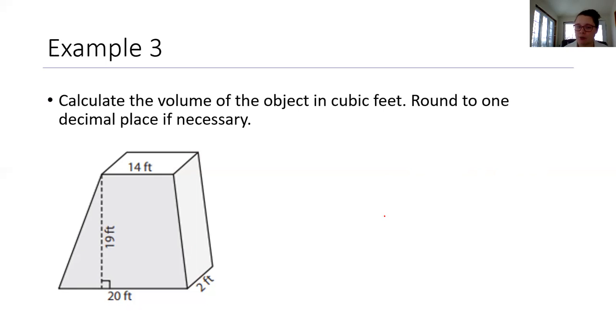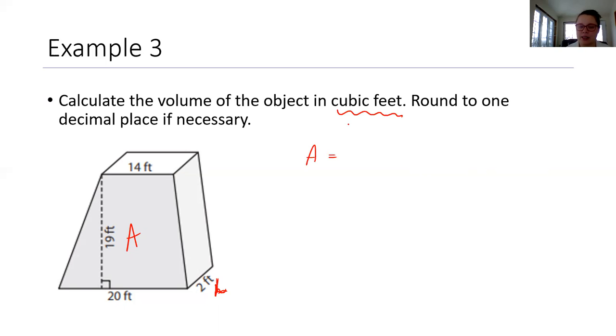So you want to calculate the object in cubic feet and round to 1 decimal place. Now, if you look at this, everything here is already in feet. We know we don't have to convert. We just have to think about what's our formula for area, and then how thick is the object, or how long is the object, how high is the object, whichever word you choose to use. So the trapezoid shape is the shape that's the same the whole way through. So we need to find the area of this, and then our height is going to be this 2 feet, or you could think of it as the length of the object.